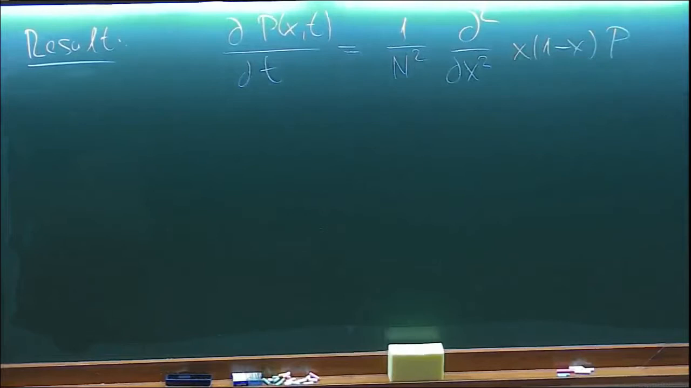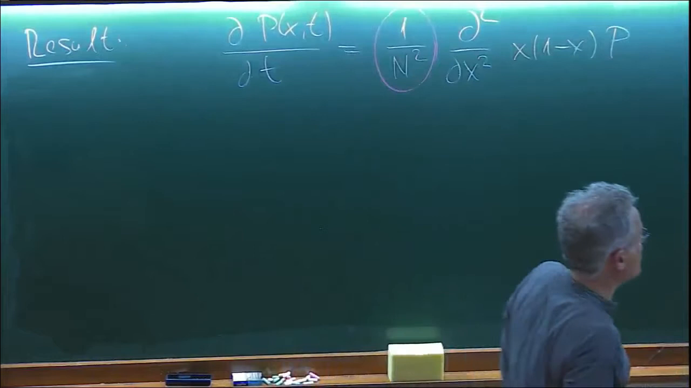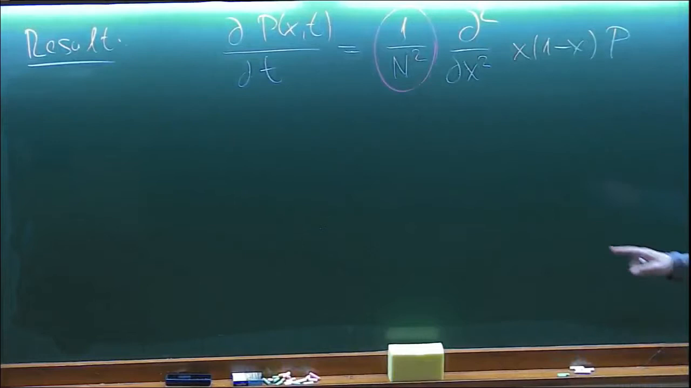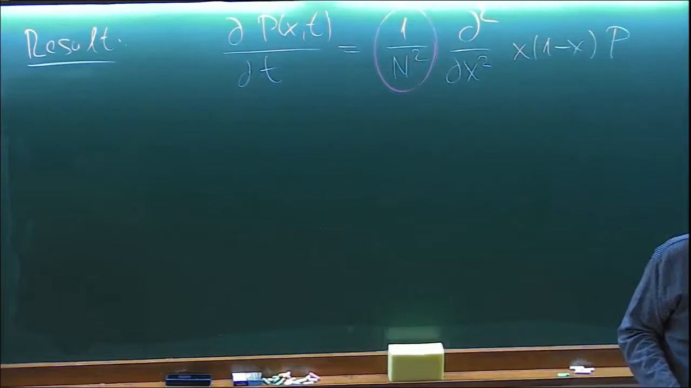And here one has again this time scale. So this is essentially the time scale for fixation, and you see that it is now n squared, and it's n squared because in the Moran model the step size is of order one and not of order square root of n.